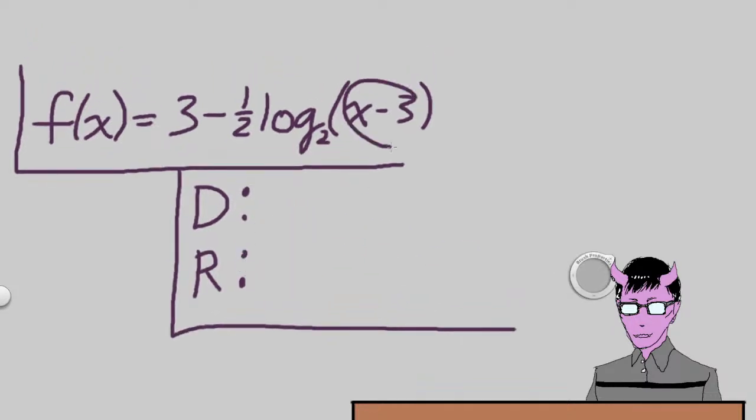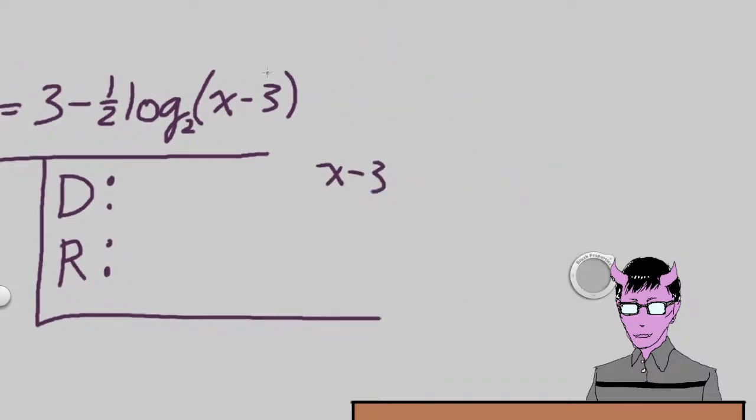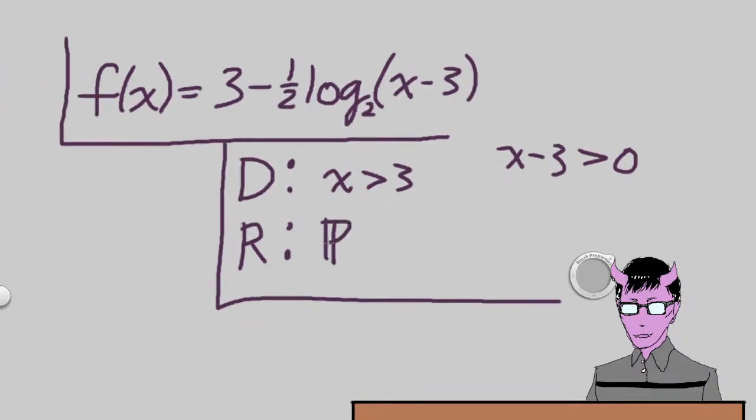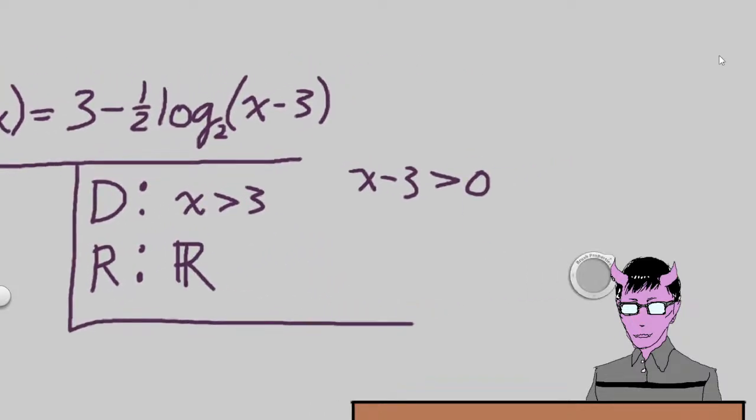Domain issues. We have to force this one to be greater than 0. So x minus 3, the argument as a whole, must be greater than 0. So x is greater than 3. Range is boring, it's just all real numbers. And from this domain restriction, x can't be 3, so x equals 3 must be the wall for the VA.